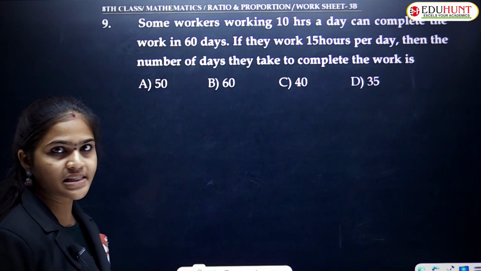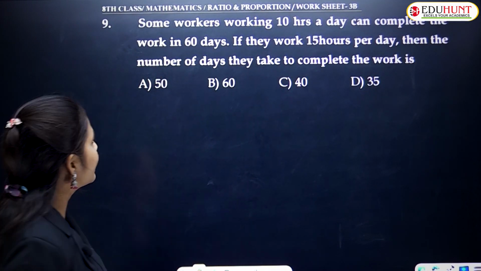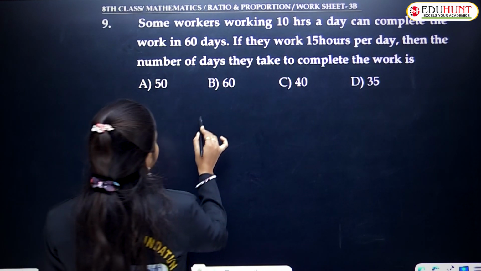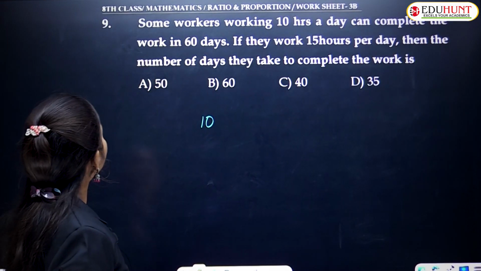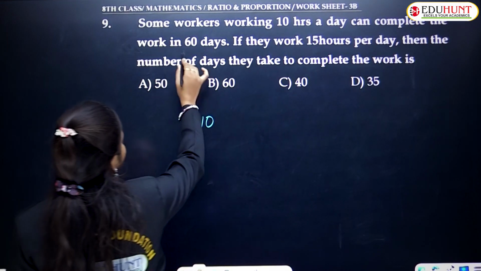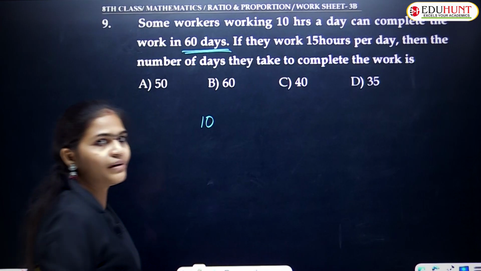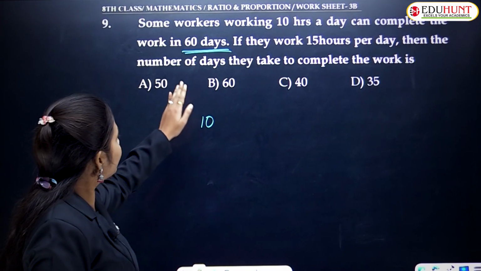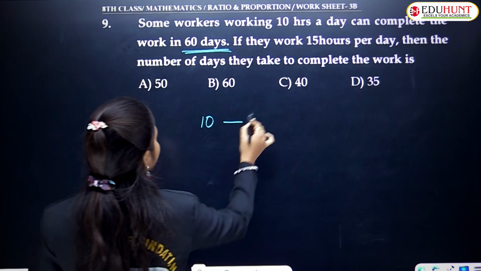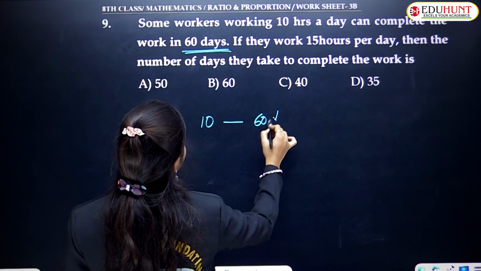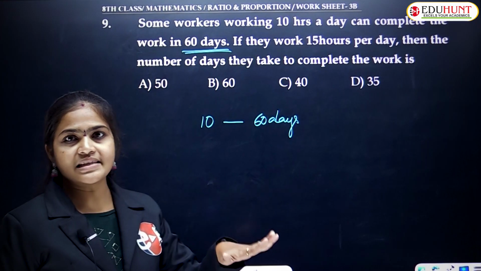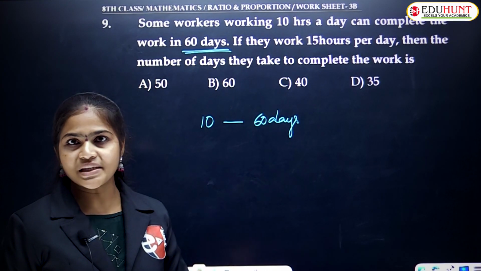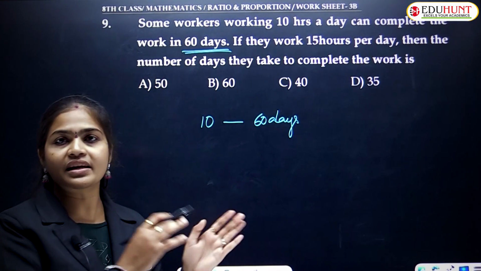Next 9th question, see here, what is that? Some workers working 10 hours a day. If they complete the work in 60 days, which means 10 hours a day and they are taking 60 days time. Some workers are there. How many workers are there? They didn't mention. Just they are saying that some workers are there.